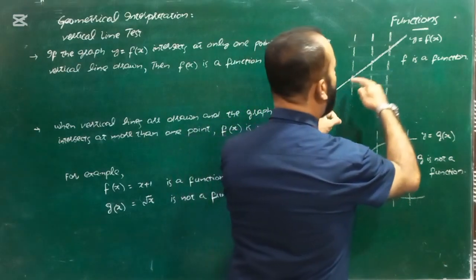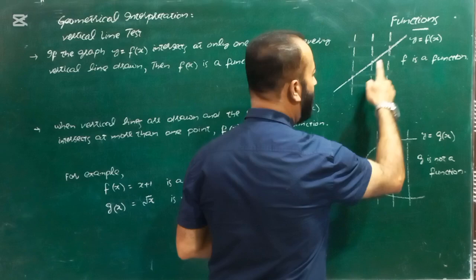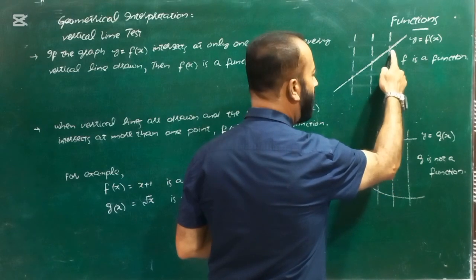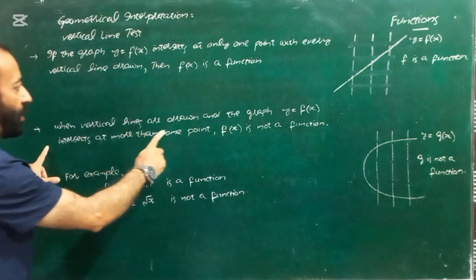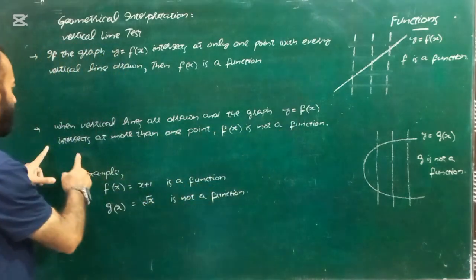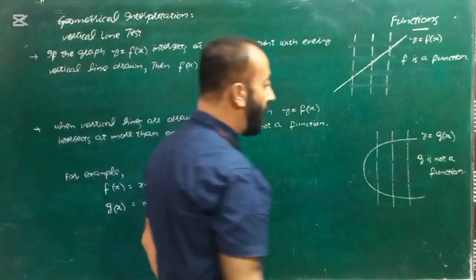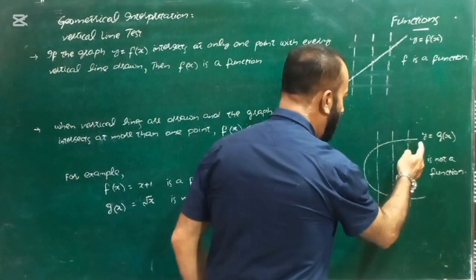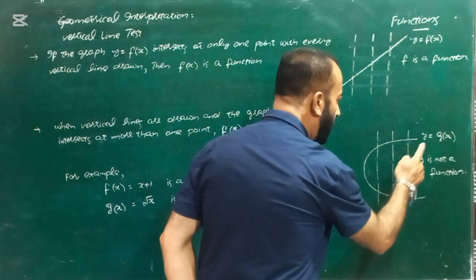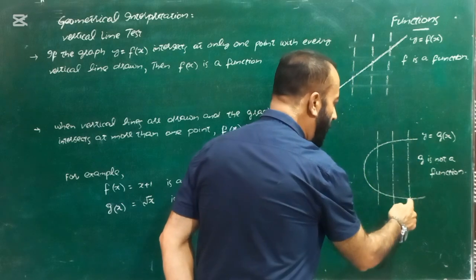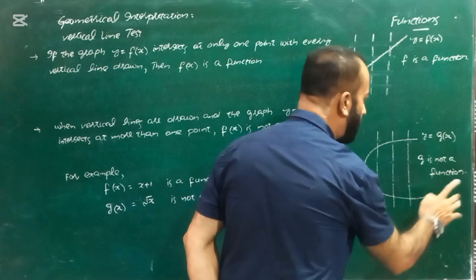So for example, here is a function. Look here, we have drawn vertical lines. The graph is intersecting every vertical line at only one point. But when the vertical lines are drawn and the graph y is equal to f of x intersects at more than one point, f of x is not a function. Here is y is equal to g of x. When we draw the vertical lines, the graph cuts a vertical line at 2 points. That's why g is not a function.